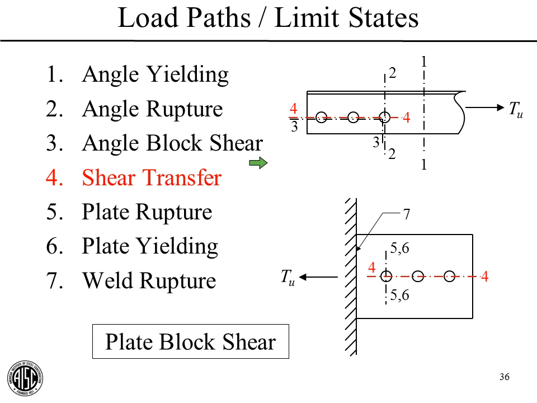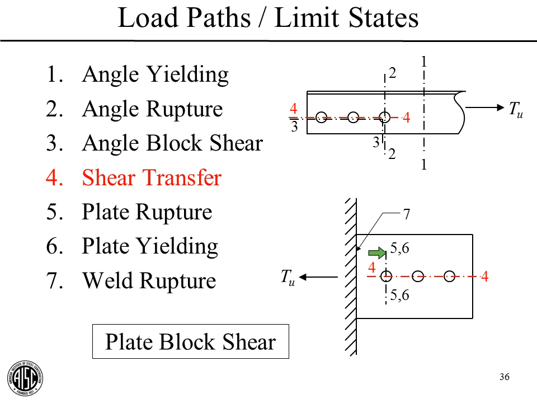Now we have 3 limit states we used to check. We're boiling them down into one check here. It's a bigger check, but we have 1 check there. Okay, so now once we have transferred this load into the plate, at this section 5 we have plate tensile rupture. Section number 6 we have plate tensile yielding.